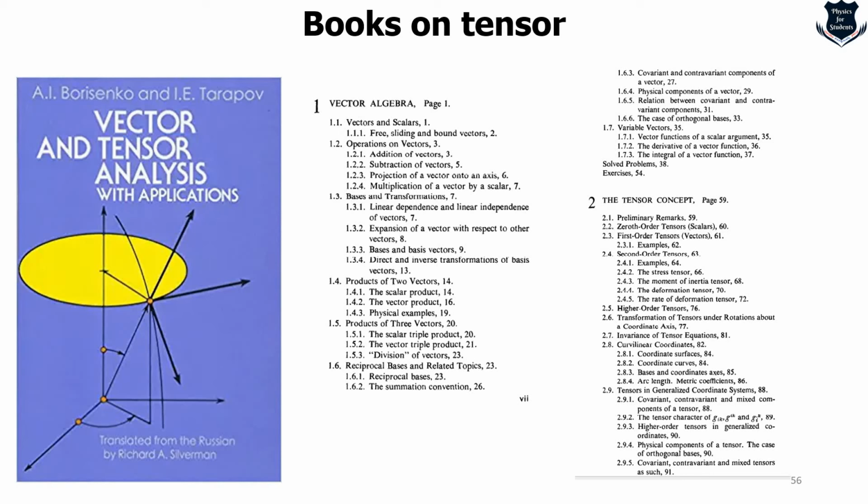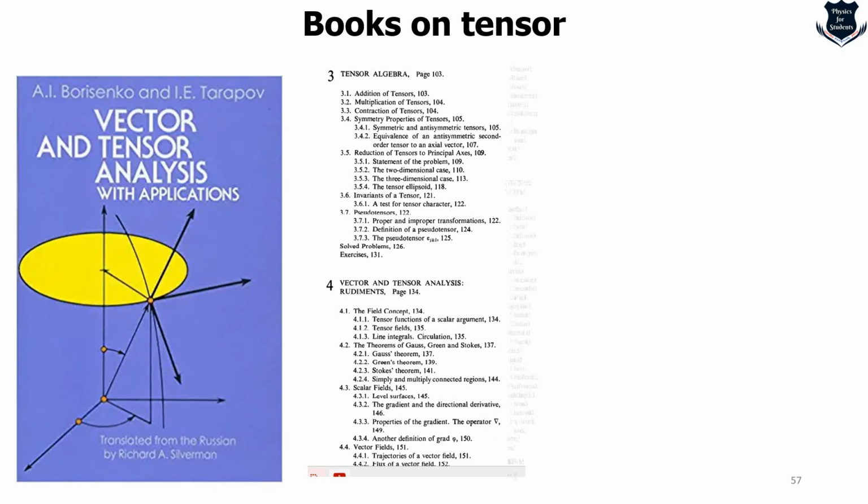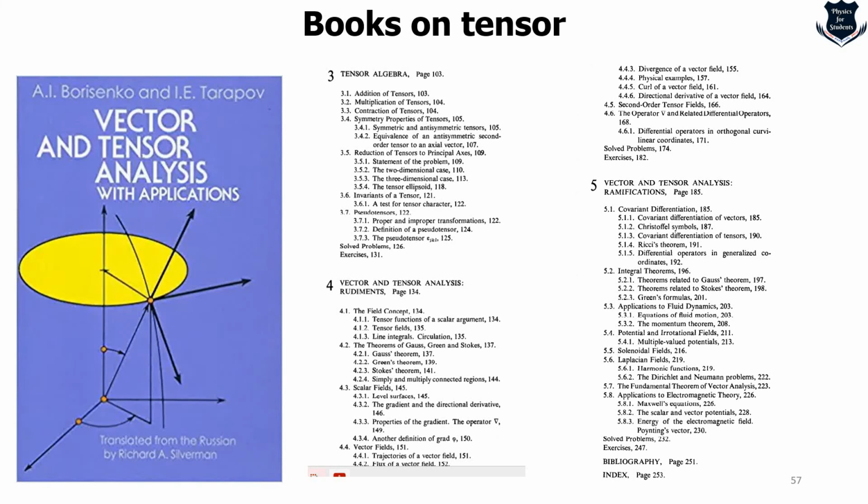So you see vector algebra, then it comes into basis and transformation. I think this is even better. It goes to the grassroots level. Then scalar product, vector product. Then you can see on part 2 it starts with the tensor concept, and then it comes to terms with invariance of tensor equations and so on. It's quite a good book. I mean to say it's fairly mathematical and gives you a complete understanding.